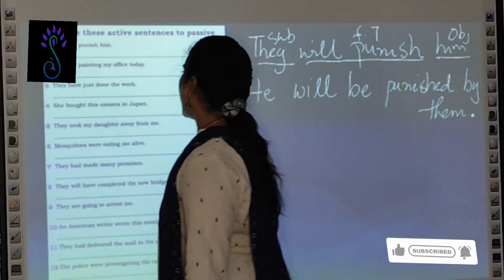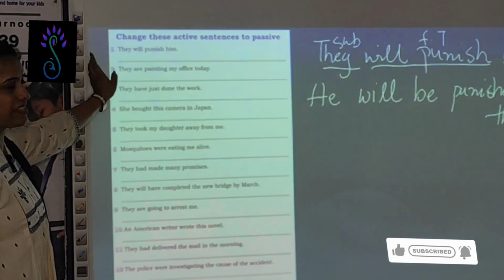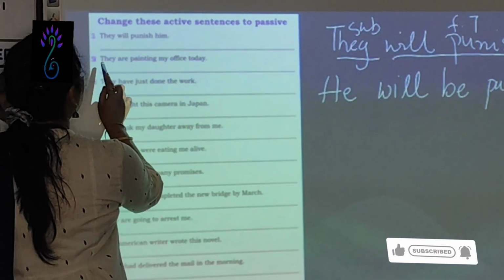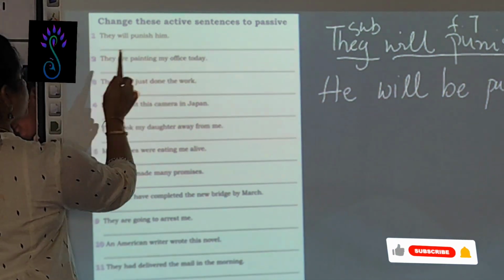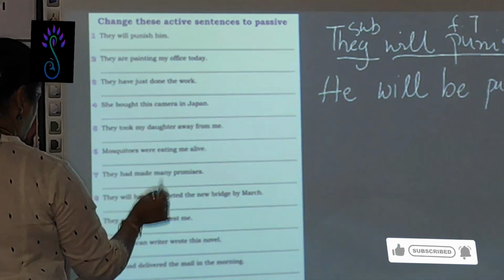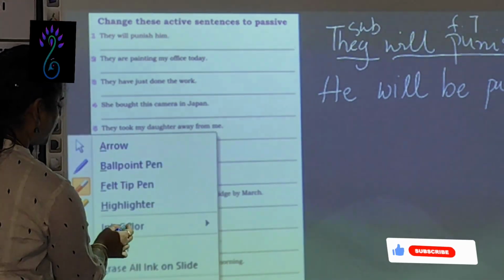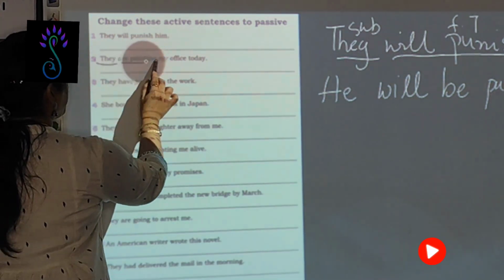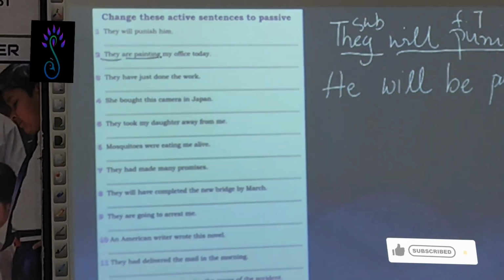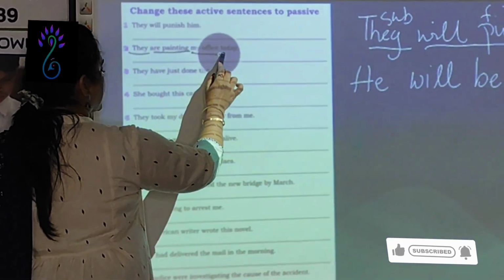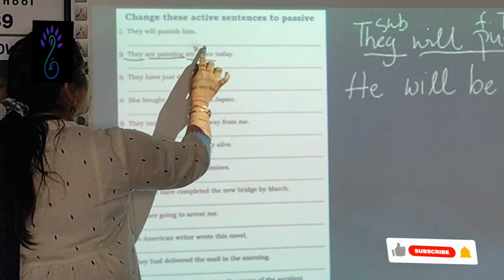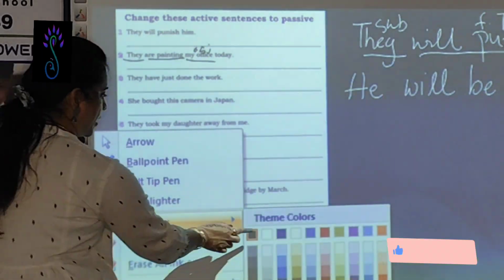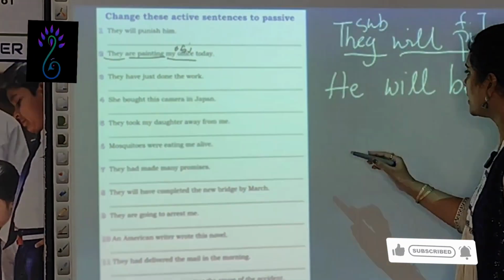Next one, they are painting my office. Is it visible? I'll write here itself. They are painting my office today. They is subject, are painting is present continuous tense, and my office is object, today is left. So what are you going to write for this? Yes, beta, try.